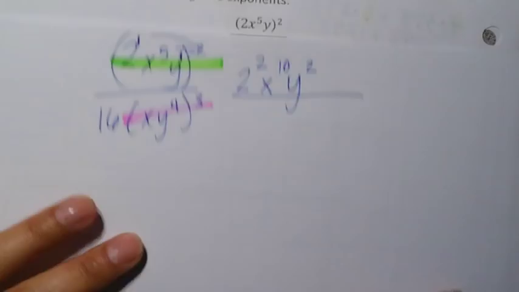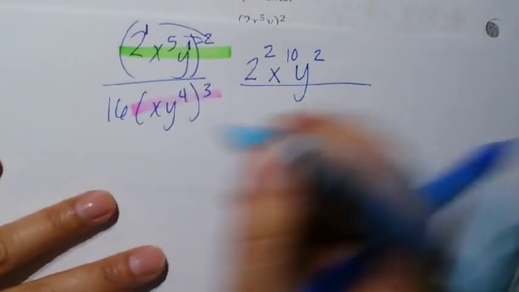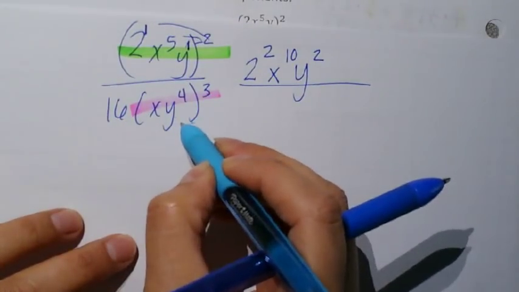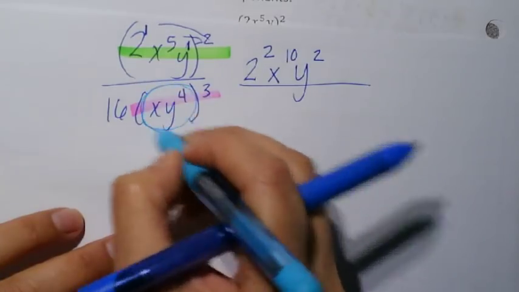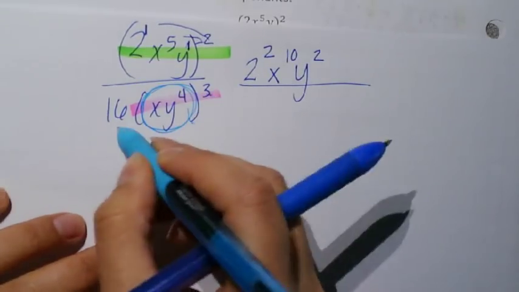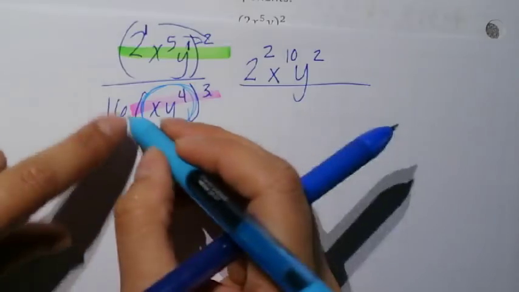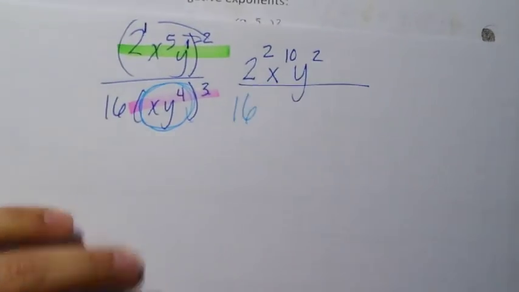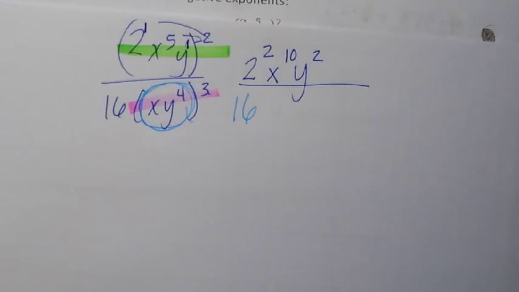The denominator, here be careful. This 16 is not part of this parentheses that is being raised to the power. Only this in here is being raised to the power of 3. The 16 is kind of on the side. It's like 16 times all this mess here. So the 16 is just hanging out over there. It's a coefficient. Nothing's happening to it.